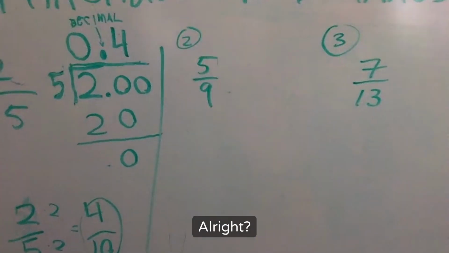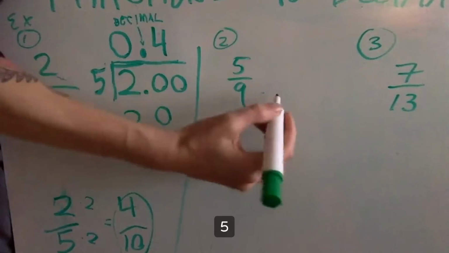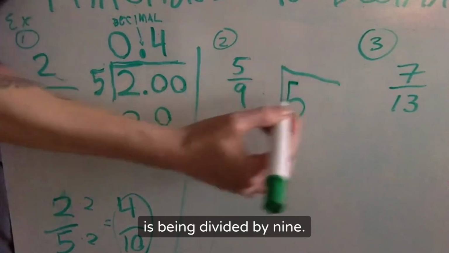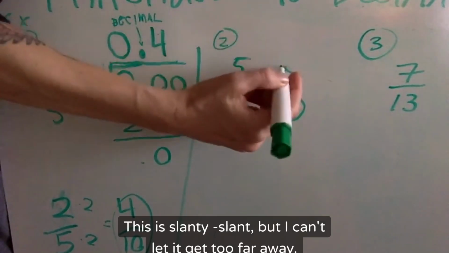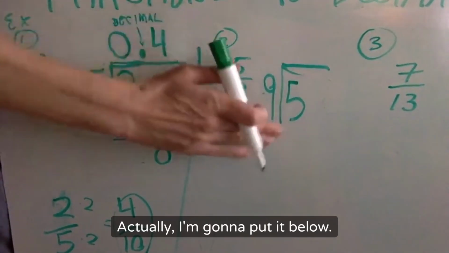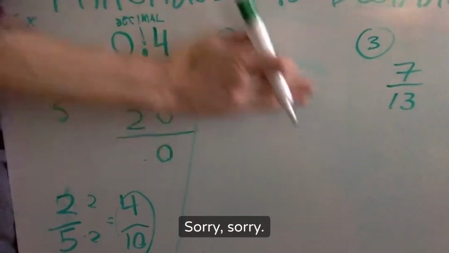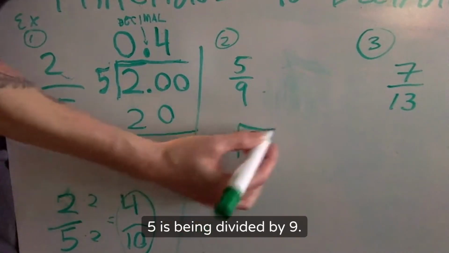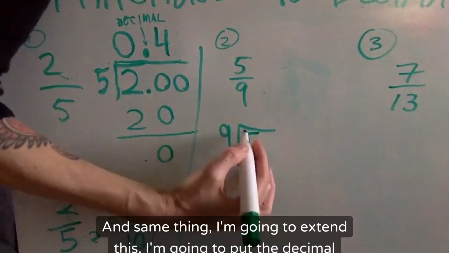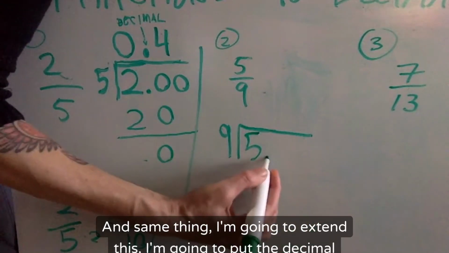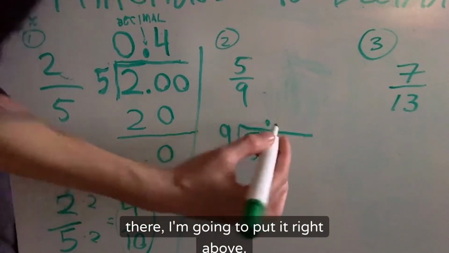5/9. All right, we're going to set it up the same way. 5 is being divided by 9. Okay? This is slanty, but I can't let it get too far away. Actually, I'm going to put it below. Sorry. 5 is being divided by 9. And same thing, I'm going to extend this. I'm going to put the decimal there, right above.